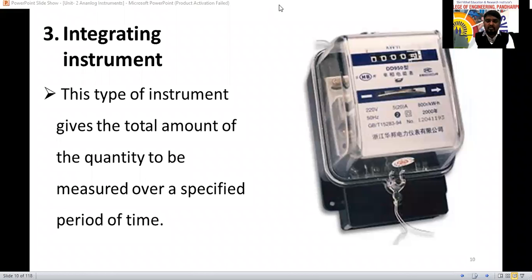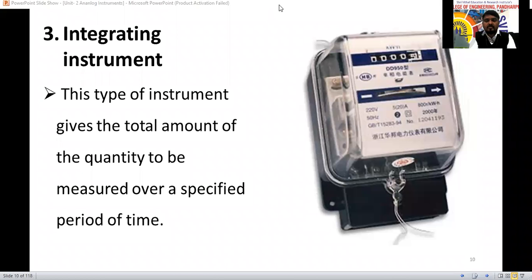And one more instrument is there, how much generated, how much utilized, that one is going to compare. How much came in, how much went out, that is the value for a particular period. 1 hour को कितना consumption किये, 1 hour को how much we have generated, those types of readings are given by what we call integrating instruments.